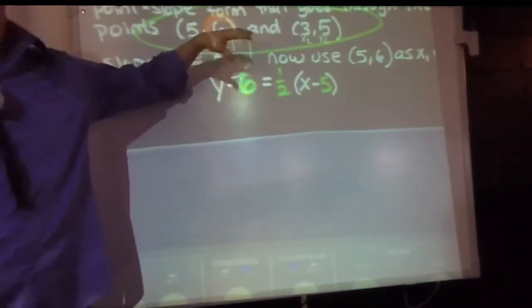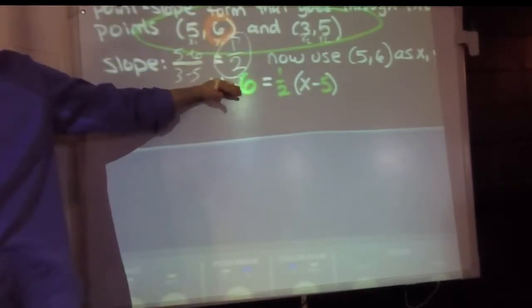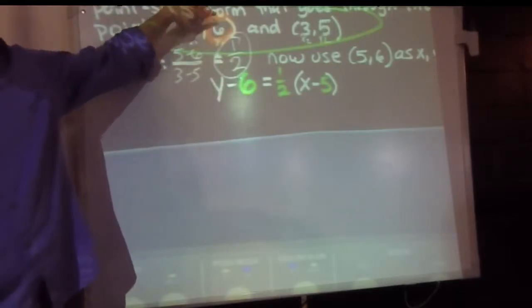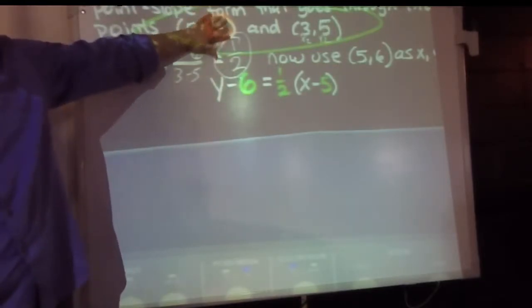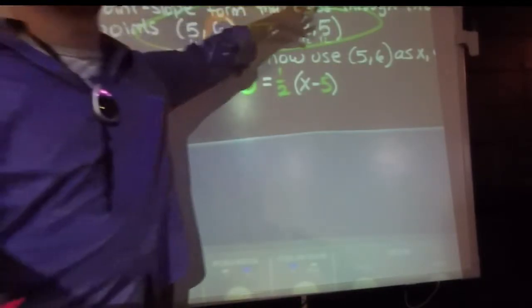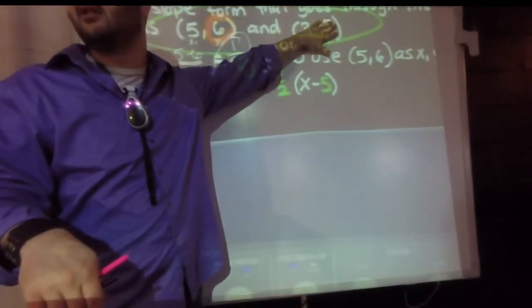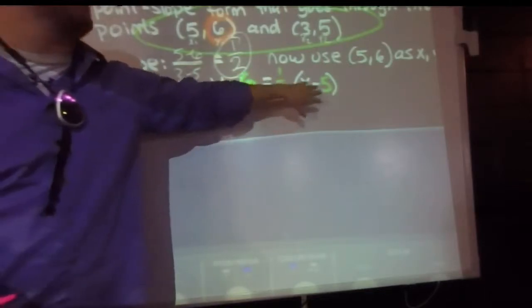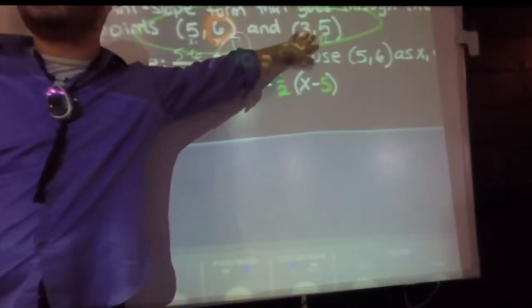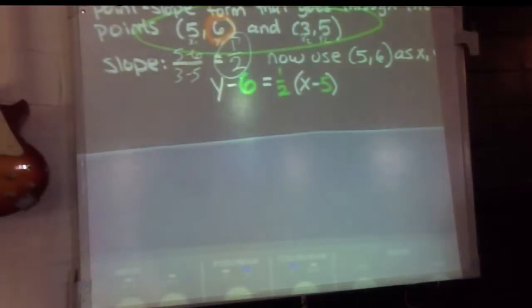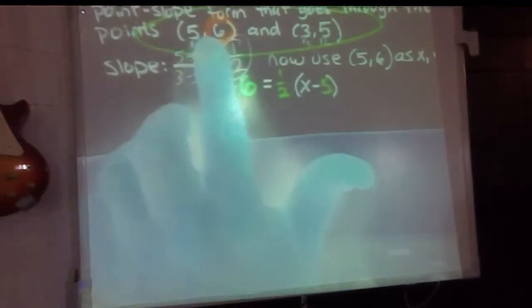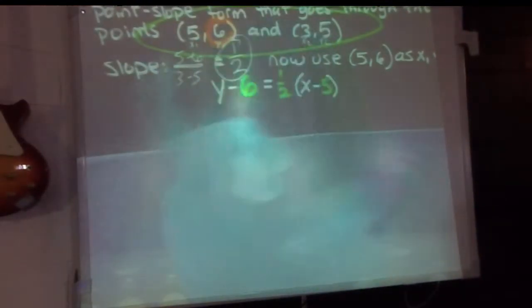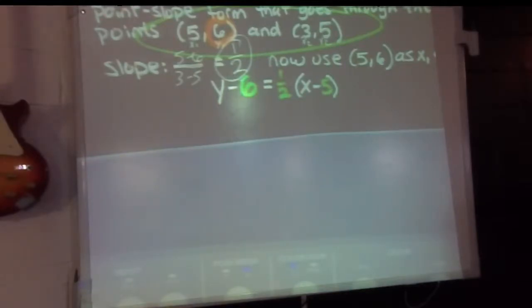What I would do if you're doing multiple choice is check your 4 answers below. There was no set rule that said this was the point to use. They could have actually used this one on your multiple choice answers. So if somebody said y minus 5 equals 1/2 x minus 3, they just used this one instead. That's perfectly fine if they do that. Nobody said that this had to be x1, y1, and this had to be x2, y2. So keep that in mind.